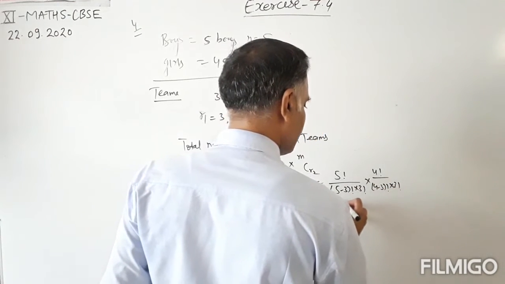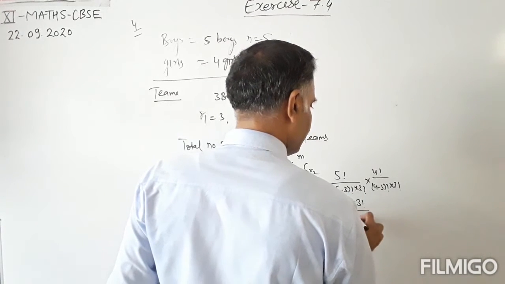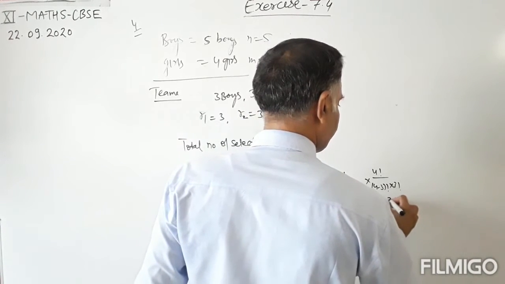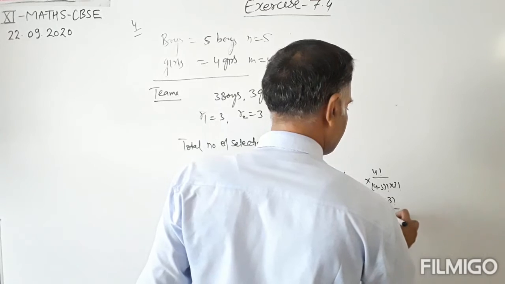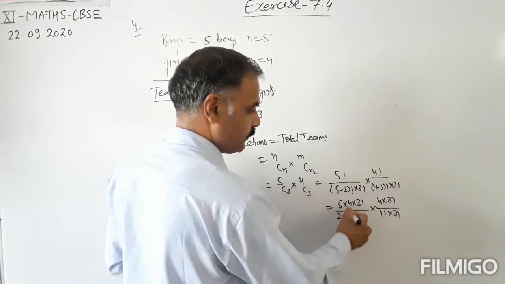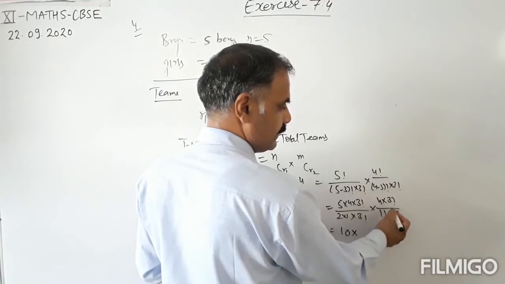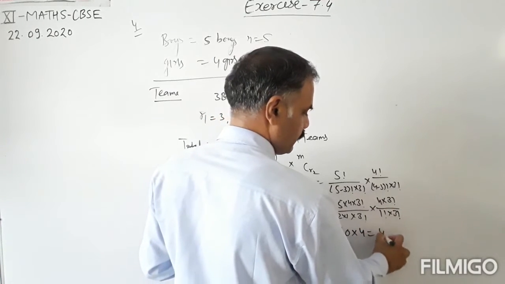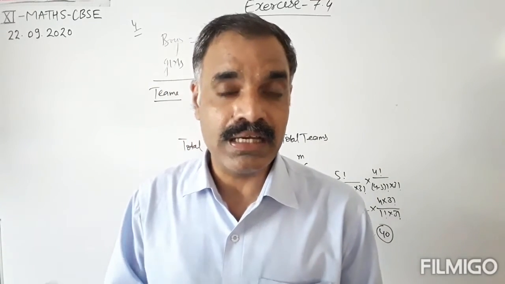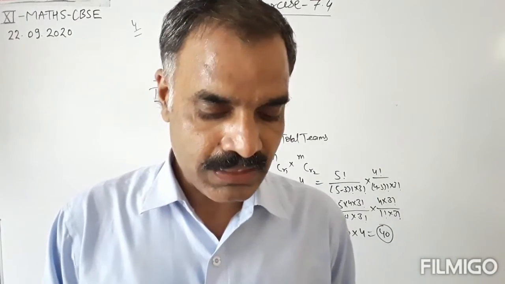This can be written down as 5 into 4 into 3 factorial upon 2 factorial into 3 factorial, multiplied by 4 into 3 factorial upon 1 factorial into 3 factorial. Okay, solving this, 3 factorial we cancel, 5 4s are 20 upon 2 is 10, multiplied by 4, 3 factorial we cancel, 40. How many teams can be formed? How many number of selections are there? 40 selections. Okay, 10 4s are 40 selections. So this was question number 4.